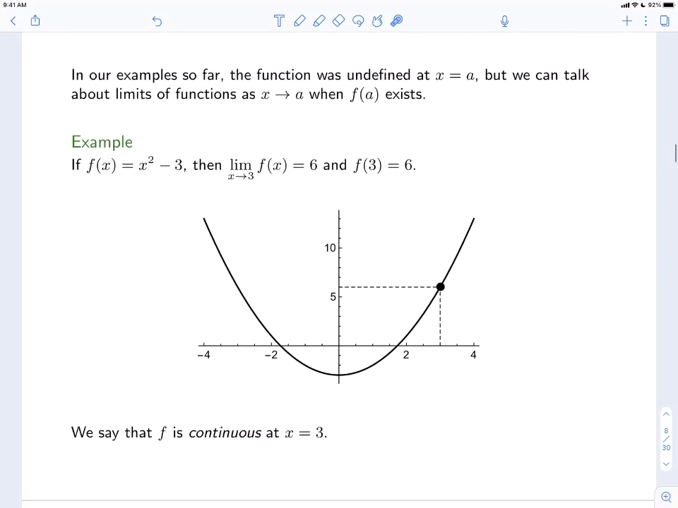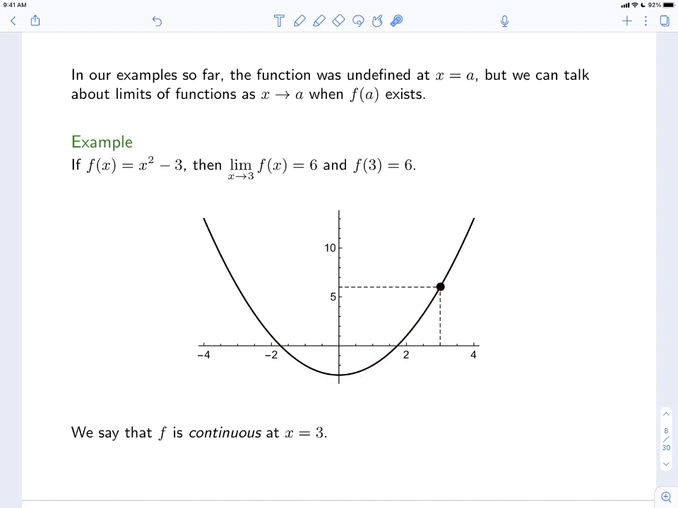In our examples so far, the function was undefined at the x value we were looking at, but we can talk about limits of functions as x approaches a when f of a exists. So for example, if we look at the function f at x equals x squared minus 3, that's a function that has the graph of a parabola.